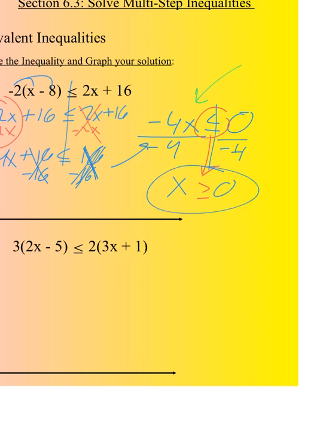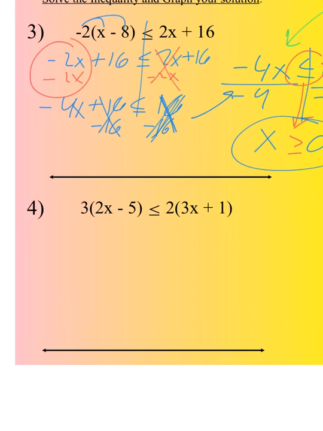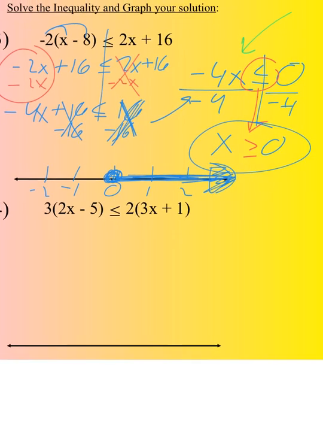Now, this can happen. This is not a no solution. This has a graph. There are solutions to this. I can plot 0, and I can plot all the numbers that are greater than or equal to 0, right? This would be a closed circle, and I'd shade all the numbers greater than. Any positive number, including 0, so all whole numbers, but even decimals too. Any numbers greater than or equal to 0 will make the inequality true. So this can happen. Don't be fooled by this one.